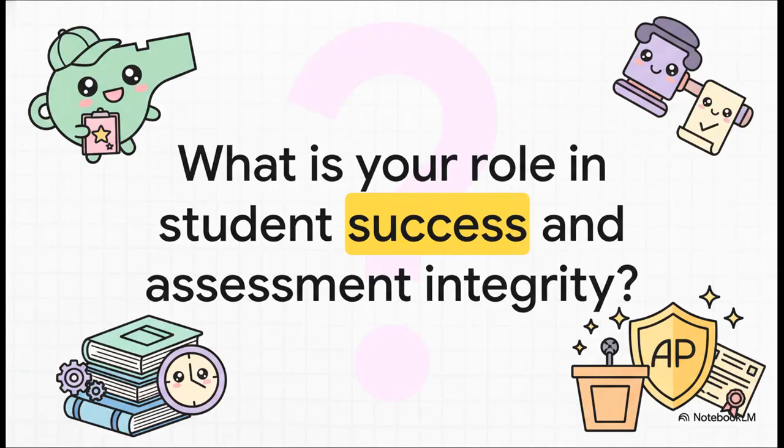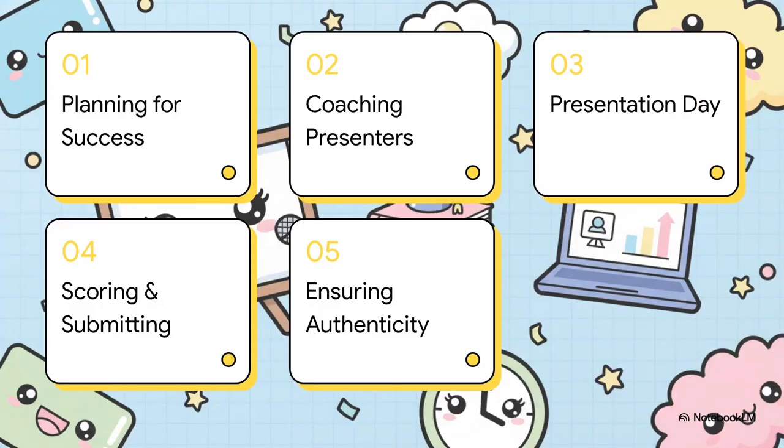So what is your role in all this, really? Well, you're wearing a lot of hats. You're part coach, part administrator, and part official assessor. And learning how to juggle all three of those roles is the absolute key to helping your students shine while keeping the assessment fair and square. To make it all manageable, we've broken it down into a 5-phase playbook. We're going to cover everything from the early planning stages and coaching all the way to presentation day, scoring, and, yeah, the super important new guidelines on authenticity.